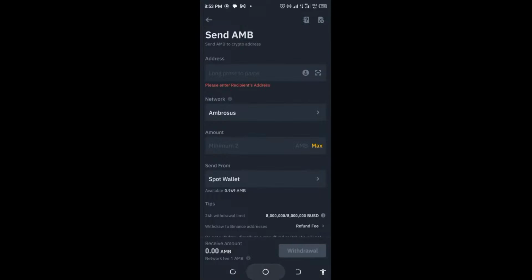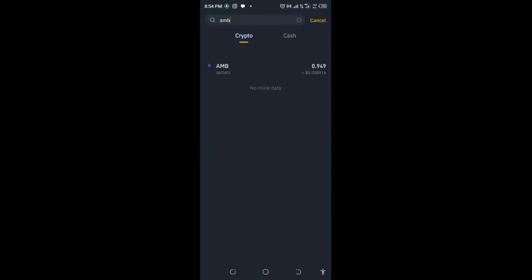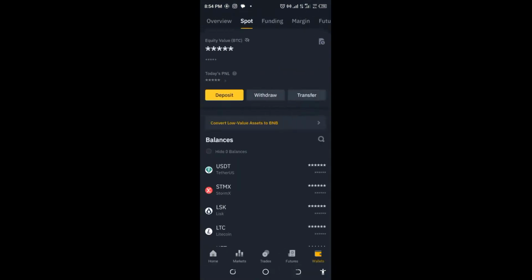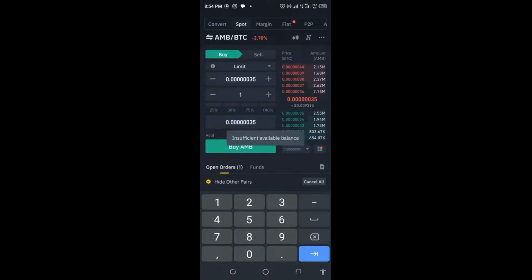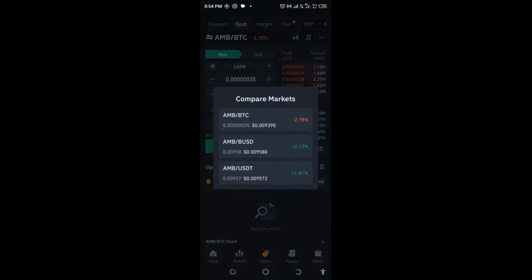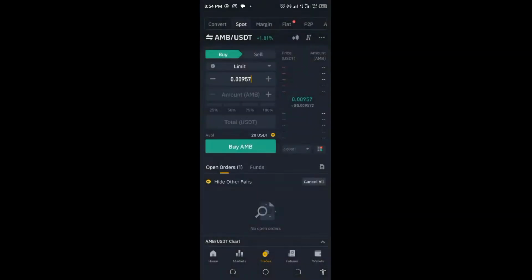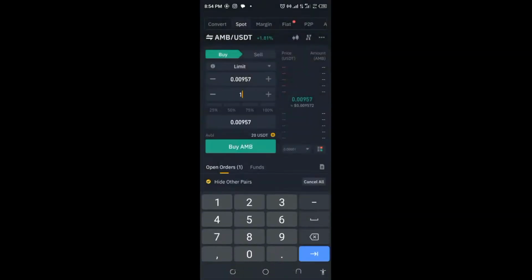Let's go back in to see how much one AMB is. One AMB, if I want to buy one, let's see. Oh, no, this is not where you get it. We're going to get it from the USDT side. So let's put one here. It's really less, not even up to a cent. That's good. So we've got to be fast before this thing changes.